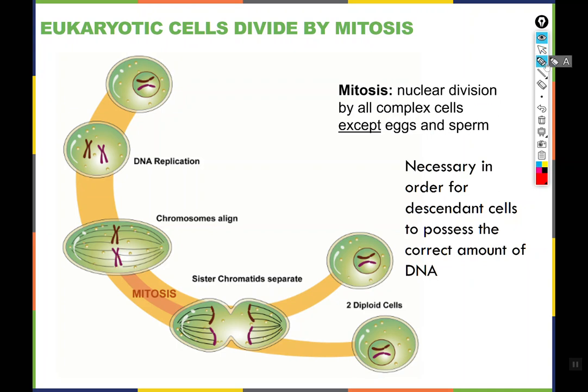In the last PowerPoint, I made sure to point out that mitosis is actually specific to the division of the nucleus, not to the entire cell. We have a different name for that. So it's nuclear division specifically, by all complex cells except sperm and eggs, because these are gametes, as opposed to somatic cells. This is necessary in order to renew tissues and to grow and to do all the good things that come with being made of multiple cells.